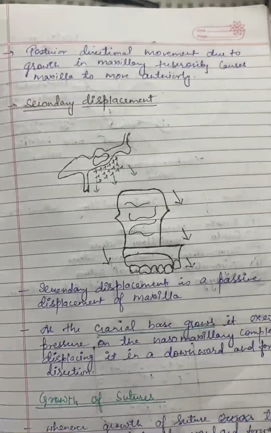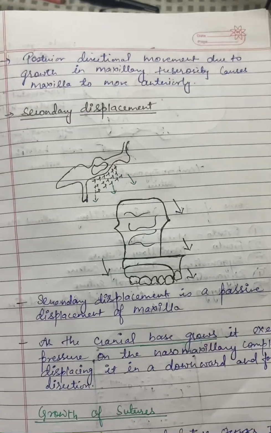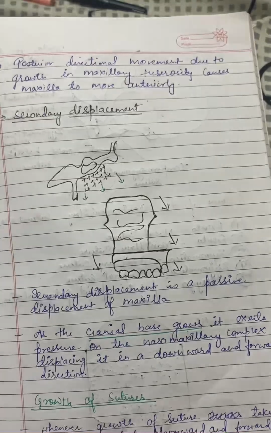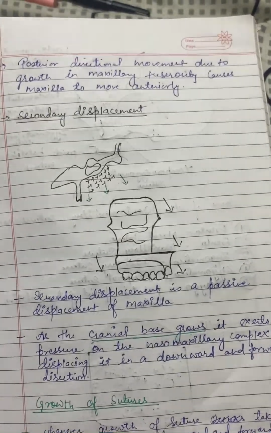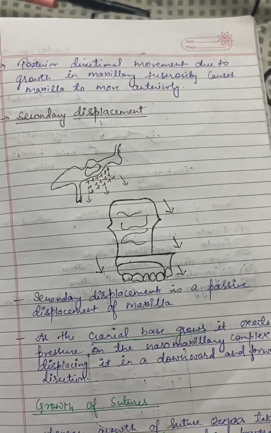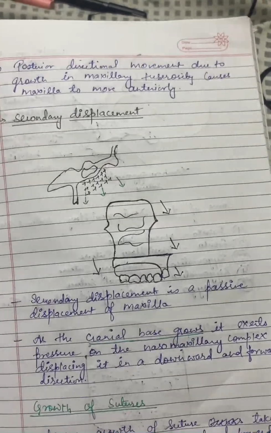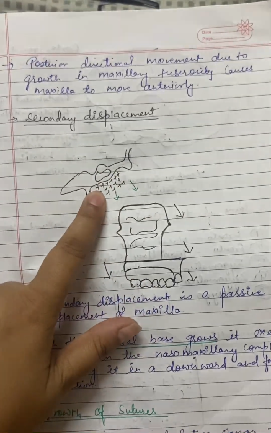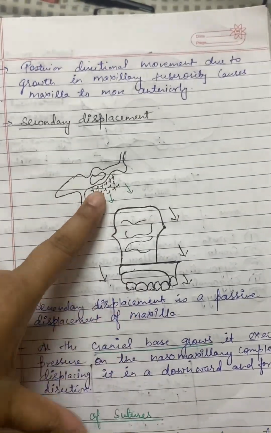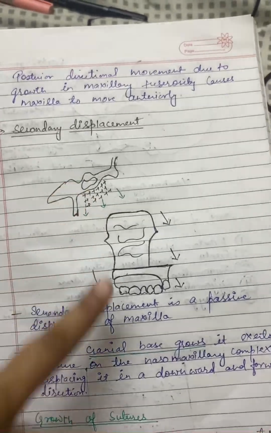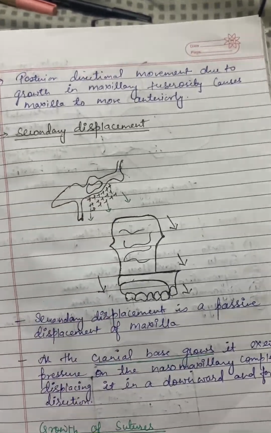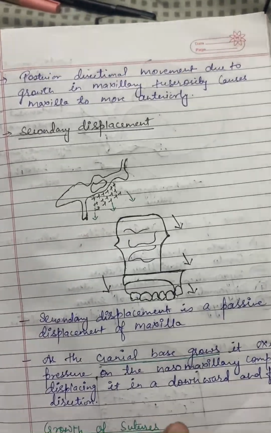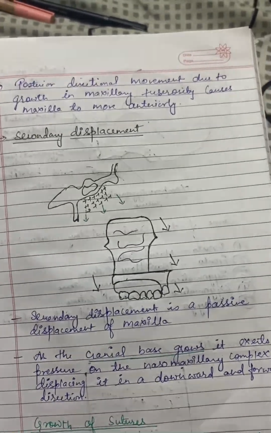Now coming to secondary displacement. Secondary displacement is a passive displacement of maxilla. As the cranial base grows, it exerts pressure on the nasomaxillary complex, displacing it in a downward and forward direction. So here in the cranial base, there is a bone deposition which exerts pressure on the nasomaxillary complex and displaces maxilla to move in a forward and downward direction.